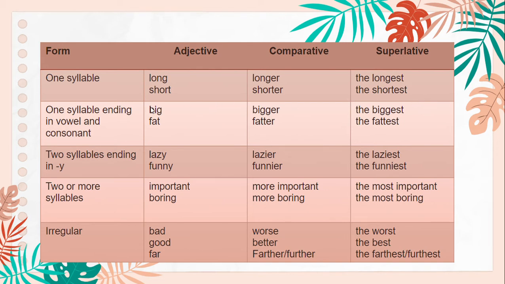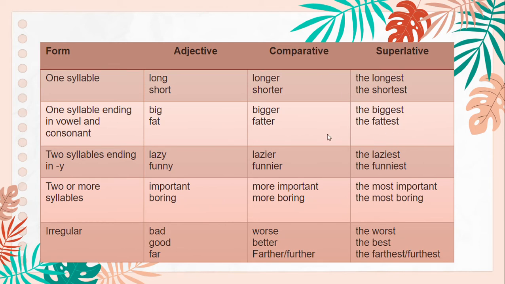Okay? But what if I have one syllable adjectives ending in vowel and consonant? Here we have two examples. As you can see, big and fat, both are one syllable adjectives, and both have the ending that I described here, a vowel and a consonant. So I have to write the consonant two times. Bigger, fatter. Comparative. The biggest, the fattest.